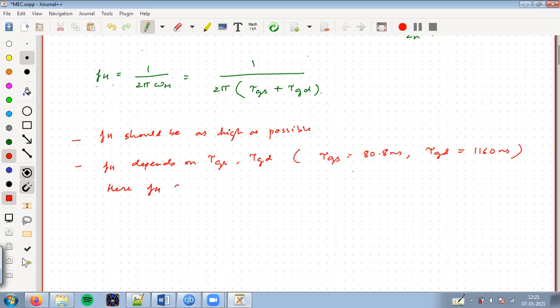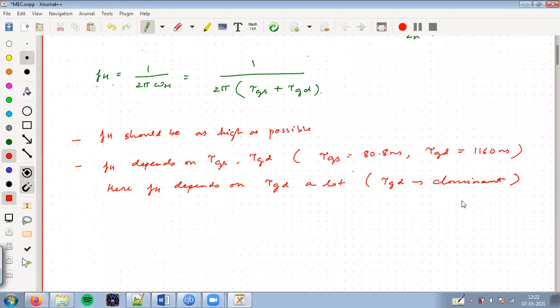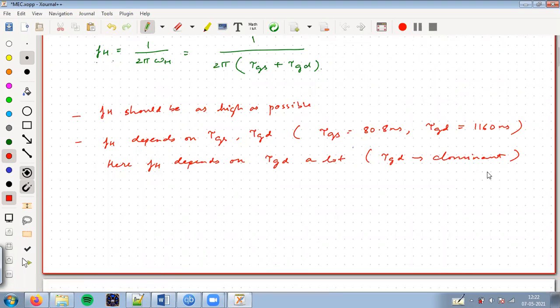So here fh depends on tau gd a lot, meaning tau gd is dominant here. That is what I mean. So if I try and reduce tau gd, then my fh will actually increase. So that is a good thing. To get a higher fh, tau gd has to reduce.